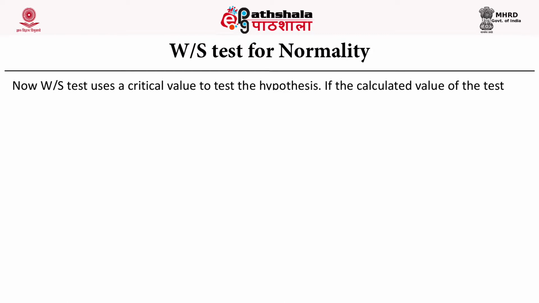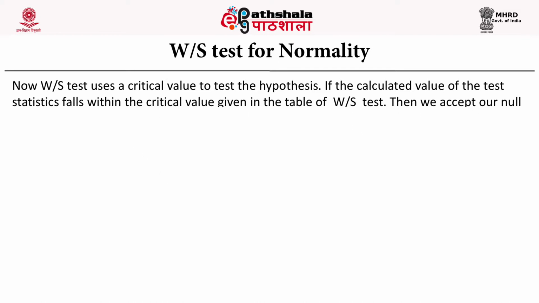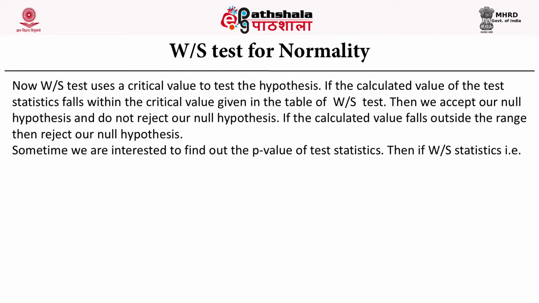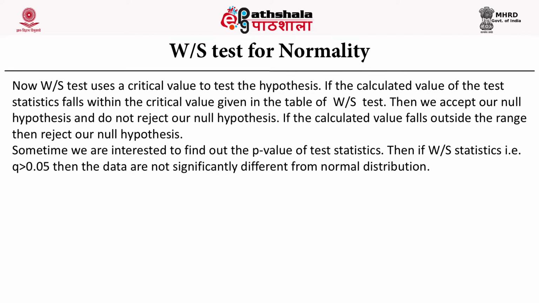Now the W/S test uses a critical value to test the hypothesis. If the calculated value of the test statistic falls within the critical value given in the table of the W/S test, then we accept our null hypothesis and do not reject it. If the calculated value falls outside the range, then reject our null hypothesis. Sometimes we are interested in finding the p value of the test statistic. Then if the W/S statistic, that is Q, is greater than 0.05, the data are not significantly different from normal distribution.